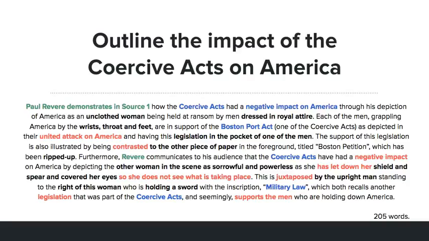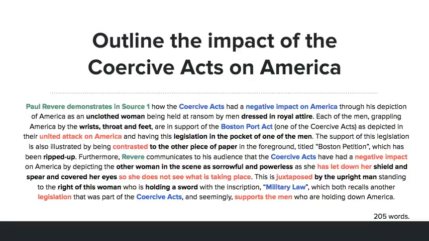Furthermore, Revere communicates to his audience that the Coercive Acts have had a negative impact on America by depicting the other woman in the scene as sorrowful and powerless, as she has let down her shield and spear and covered her eyes so she does not see what is taking place. This is juxtaposed by the upright man standing to the right of this woman, who is holding a sword with the inscription Military Law, which both recalls another legislation that was part of the Coercive Acts and seemingly supports the men who are holding down America.